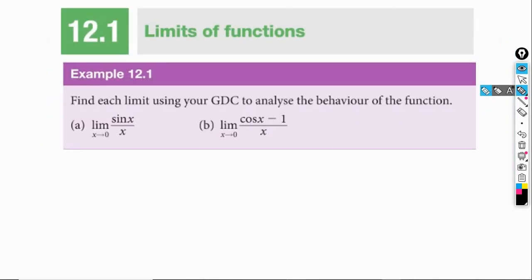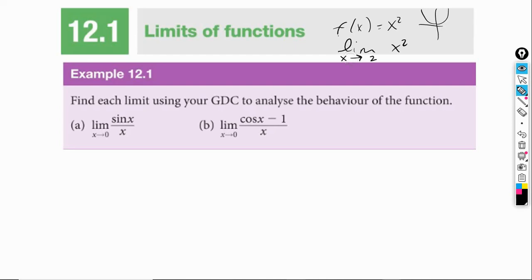So here we are with limits of functions. What is the limit of a function? Let's take a function such as f of x equals x squared. That's a very familiar function. We all know what it looks like. It's more or less like this. What happens if they ask us something like, what is the limit of x squared as x approaches 2?